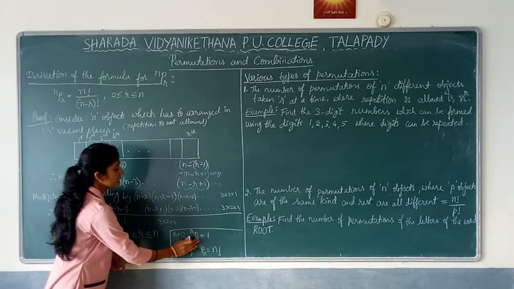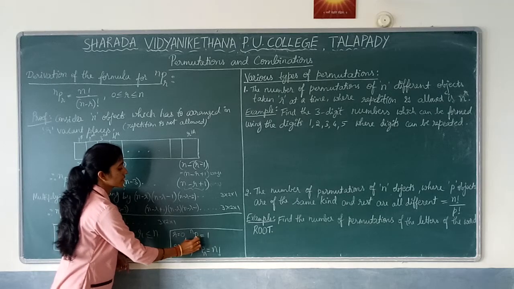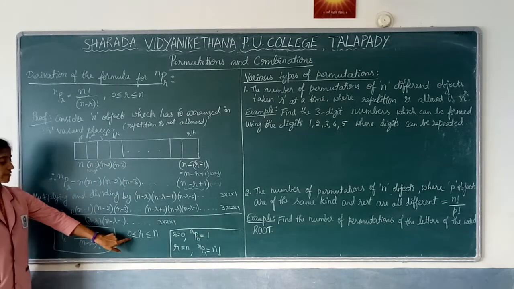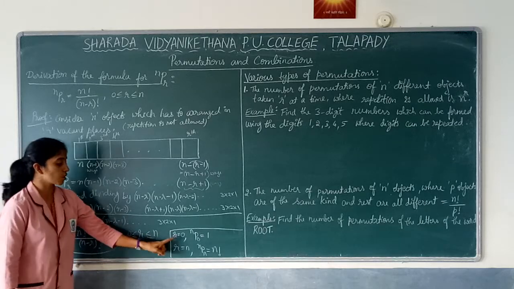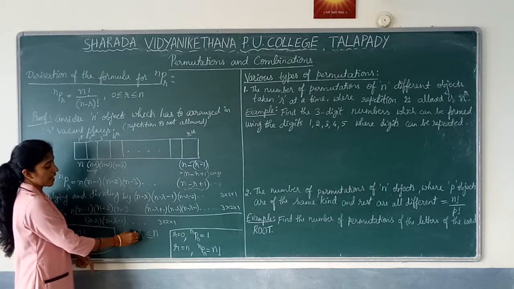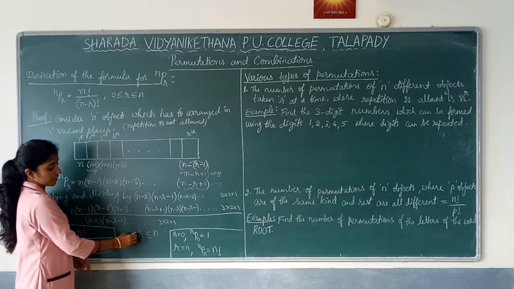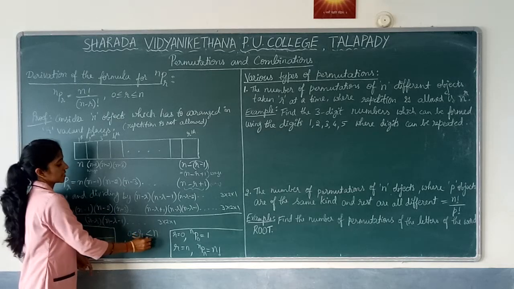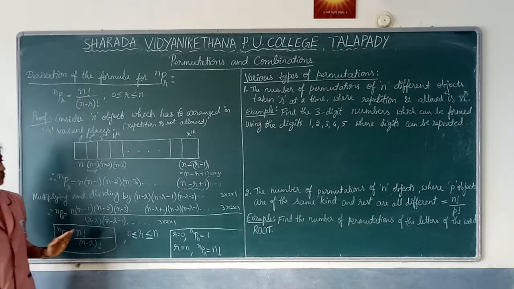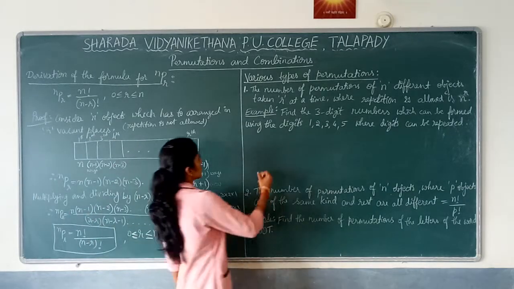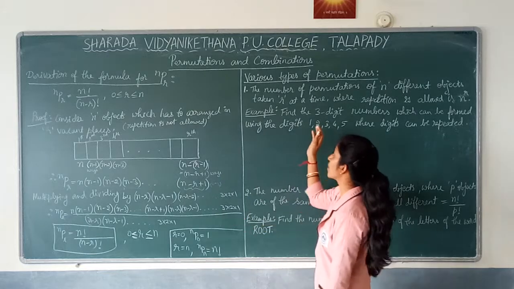Sorry, here it is nP0. I have taken this as 0, isn't it? So both are defined whenever r is equal to 0 as well as when r is equal to n. So this is also defined. Therefore we take a condition for r greater than or equal to 0 as well as less than or equal to n. Okay. So this derivation you should study for the exams. Clear? Now let us move on to various types of permutations.